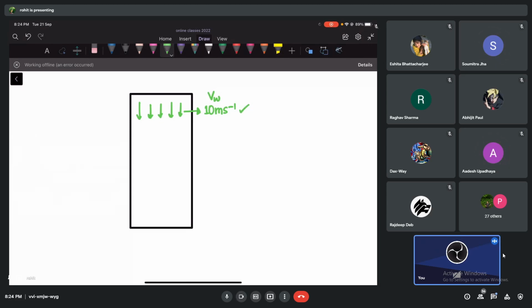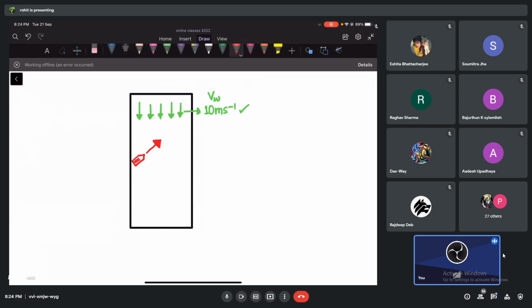Okay, this is clear. Now let me take a boat. I don't know whether you have done this type of problems or not. Let me take a boat and throw the boat in this direction. That means the boat is trying to go in this direction.